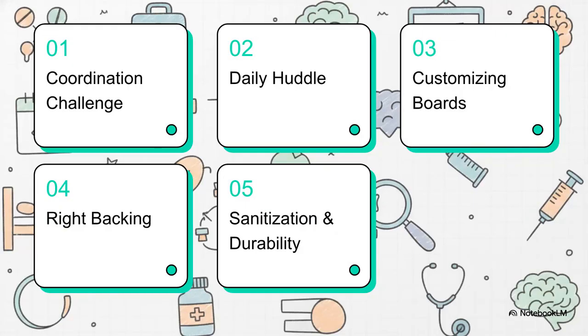Okay, let's dive into this. We've structured this explainer into 5 key sections to take you from operational bottlenecks to a permanent deployed solution. First, the coordination challenge. Second, mastering the daily huddle. Third, customizing your unit's boards. Fourth, choosing the right backing. And finally, sanitization and durability.